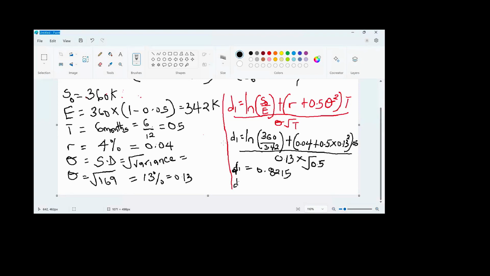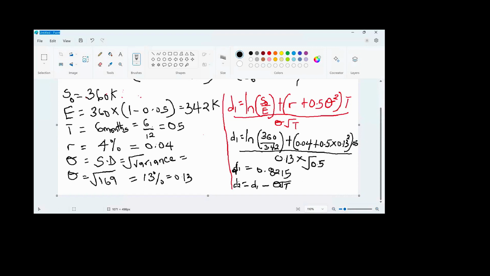Your D2, the formula for your D2 is D1 minus volatility square root of T.